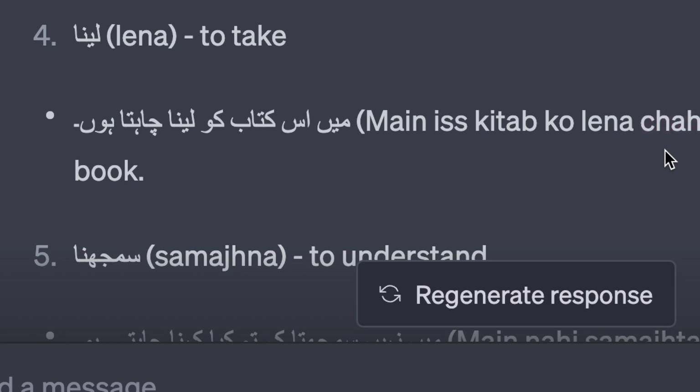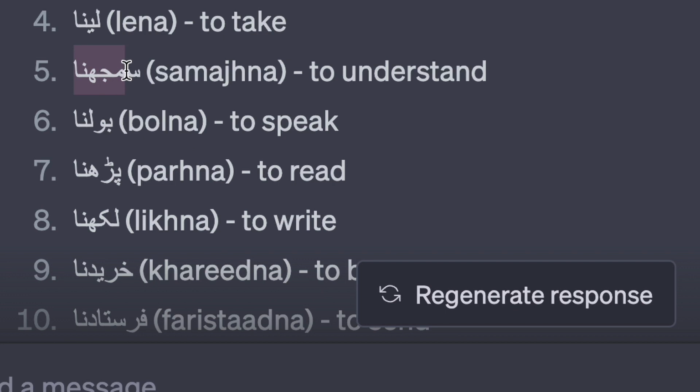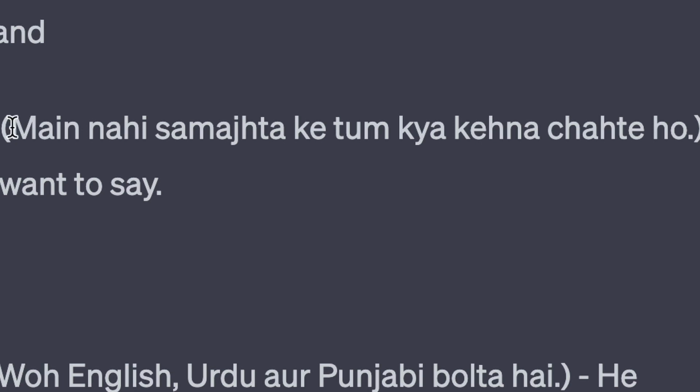Now we're going to go to the next verb. The next verb is samajna. Samajna is to understand. मैं नहीं समझता. मैं नहीं समझता कि तुम क्या कहना चाहते हो. So in this sentence I would say there's one mistake. मैं नहीं समझता कि तुम क्या कहना चाहते हो.